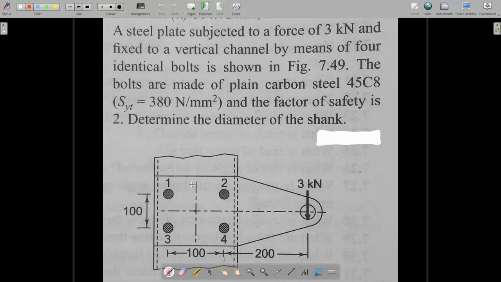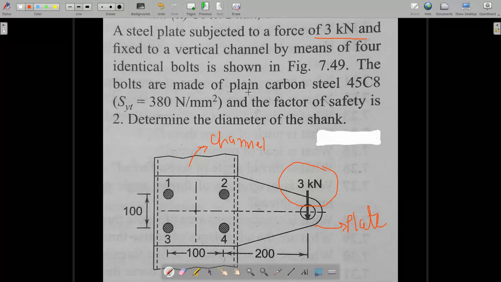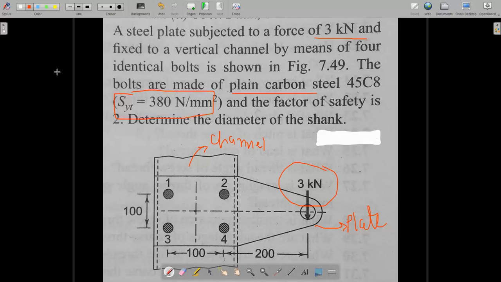So first, write down the data. A steel plate is subjected to a force of 3 kilonewton. So this is the force, and the plate is fixed to a vertical channel by means of 4 identical bolts. Again, I have told you this is a channel and this is the plate. The bolt is made of plain carbon steel, and the yield strength is given as 380 newton per mm square, that is, megapascal.